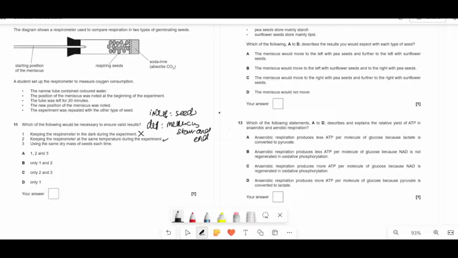We need to control absolutely everything, and if we change the temperature, that could affect the starting point of the meniscus, or it could also change the respiration rate as well, so that screws it up. So with all of these, you need to think what could screw up these independent and dependent variable things that we're looking for. What could make this go different or this?